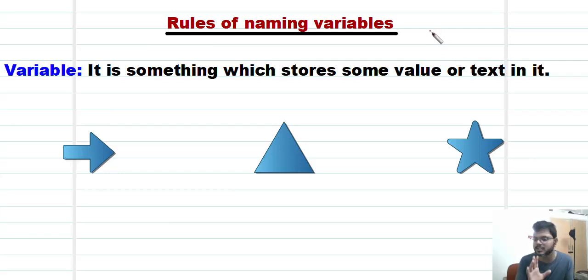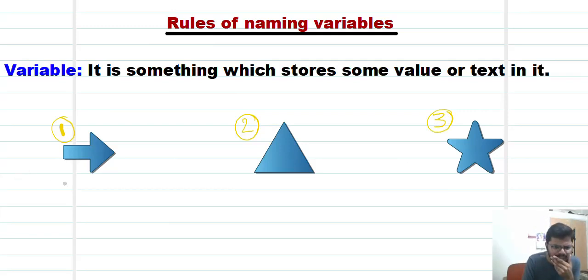Suppose there is a man whose name is Ravi. By looking at the face, we can recognize the person as Ravi. So it is a variable which stores some information about something. Now, for clarity of understanding, assume that this is picture number 1, this is picture number 2, and this is picture number 3.